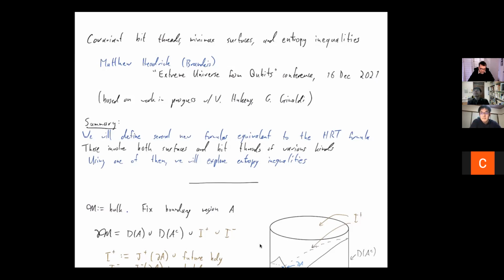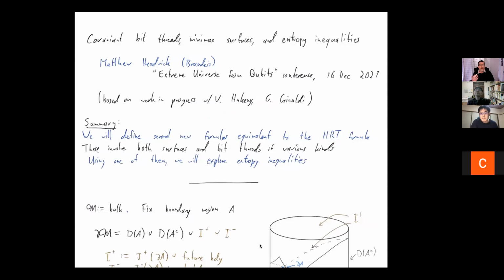So what I'm going to be talking about is basically playing around with the HRT formula and trying to understand it better from different viewpoints. This is work in progress I'm doing with Veronika and also my student at Brandeis, Guillermo Grimaldi. So I'm going to rewrite the HRT formula in a few new ways. It's been known for a long time now, thanks to work by Aron Wall from 2012, that rewriting the HRT formula gives us new insights. And so I'm going to rewrite it in a bunch of new ways.